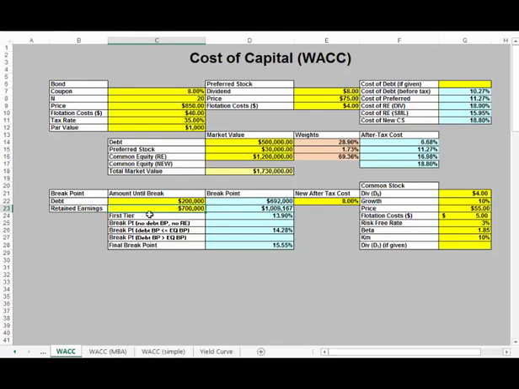The first tier goes from 0 to the very first break point. From 0 to $692,000 of financing, it's going to cost 13.9%. From $692,000 to $1,009,000, right? At this point, we're using the more expensive debt, we're still using preferred stock, and we're still using retained earnings.